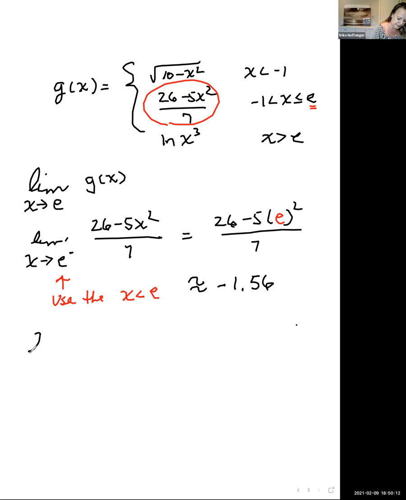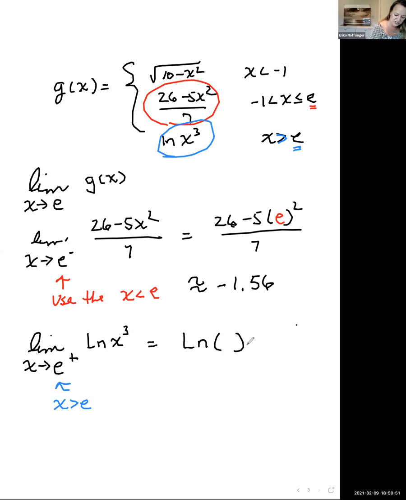Okay, so now I want to look at the limit as x approaches e on the right-hand side. Those are values where x is greater than e. So for greater than e, we want to use that third equation, the natural log of x cubed. That's an L, not a 1. Do direct substitution. So I have a natural log, parentheses, and then that parentheses cubed.